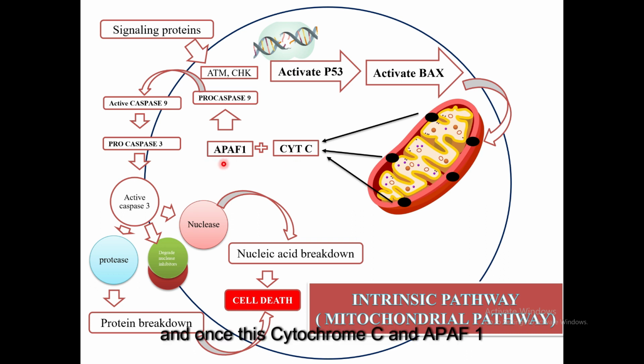Once this cytochrome C and APAF1 protein pair together, they will activate procaspase 9, and this procaspase 9 will convert into active caspase 9. This active caspase 9 will activate procaspase 3, and this procaspase 3 will get activated into active caspase 3. Once this active caspase 3 is formed, it will activate two kinds of enzymes. One is nuclease, the next is protease, and it will activate the nuclease enzyme by inhibiting the nuclease inhibitors.